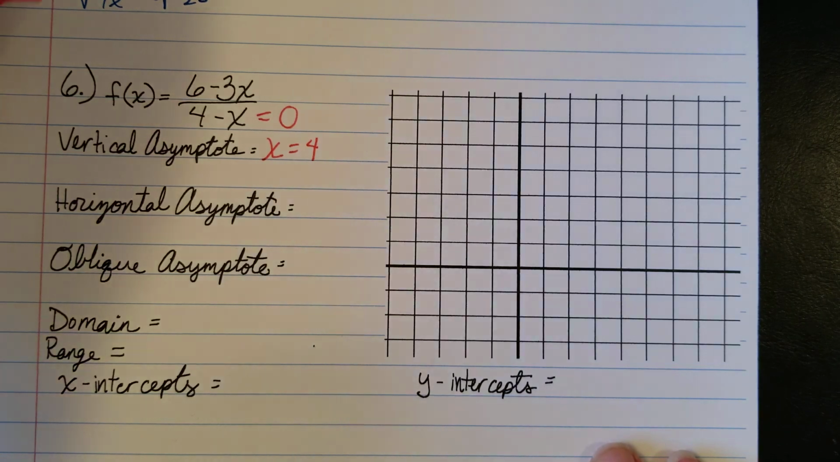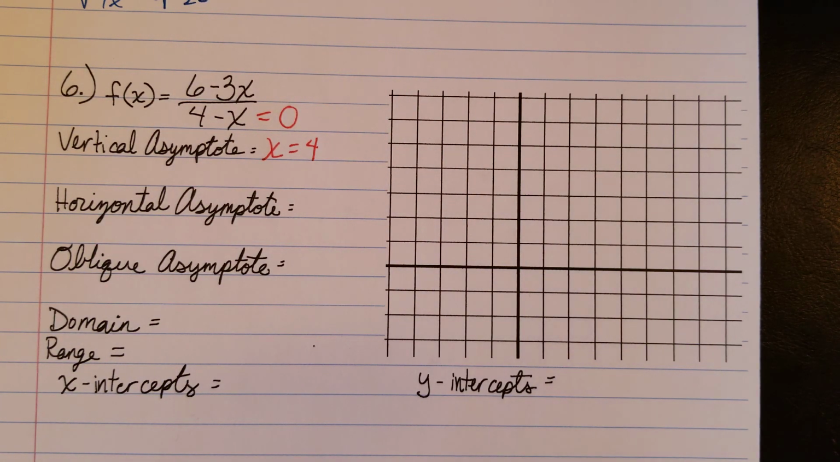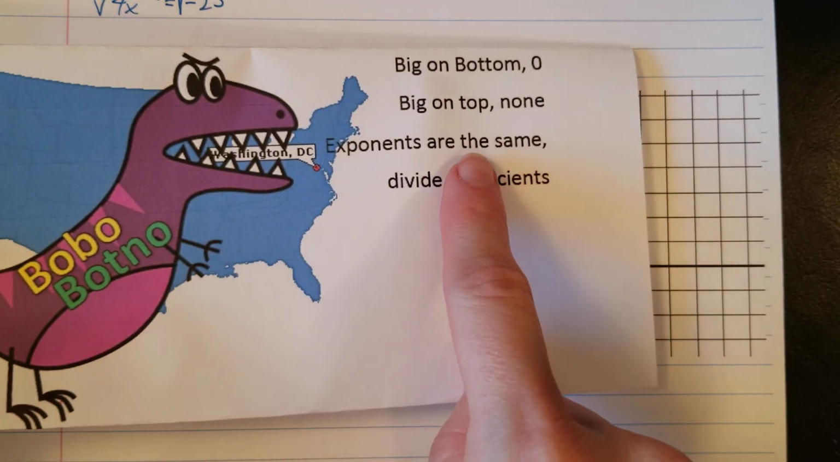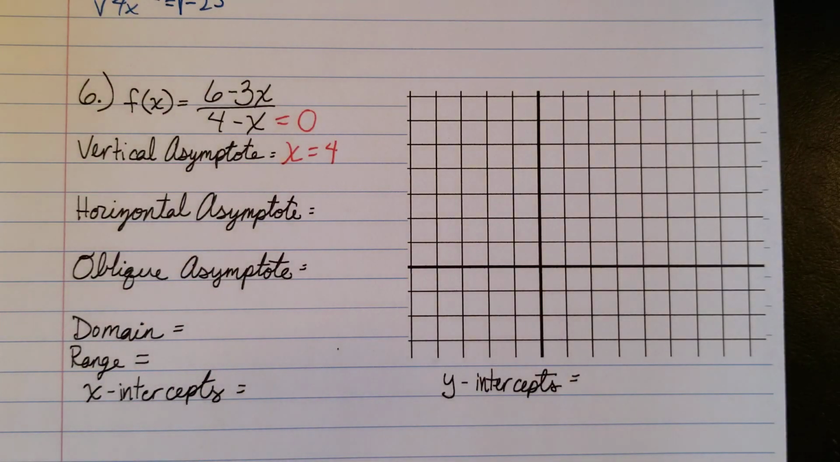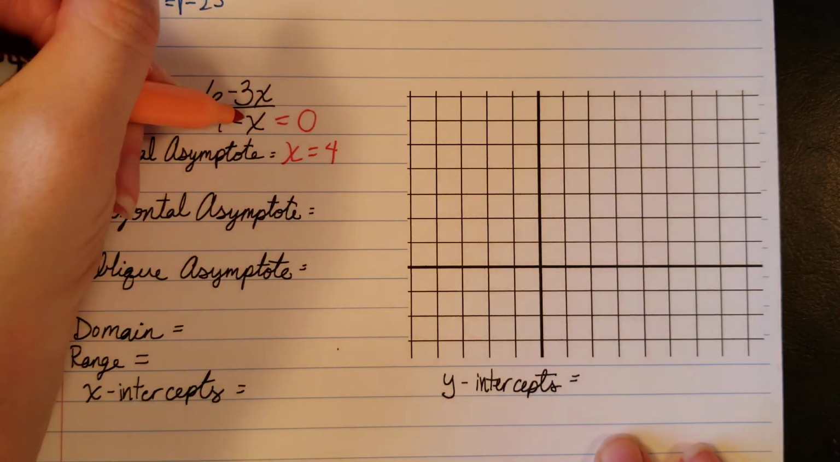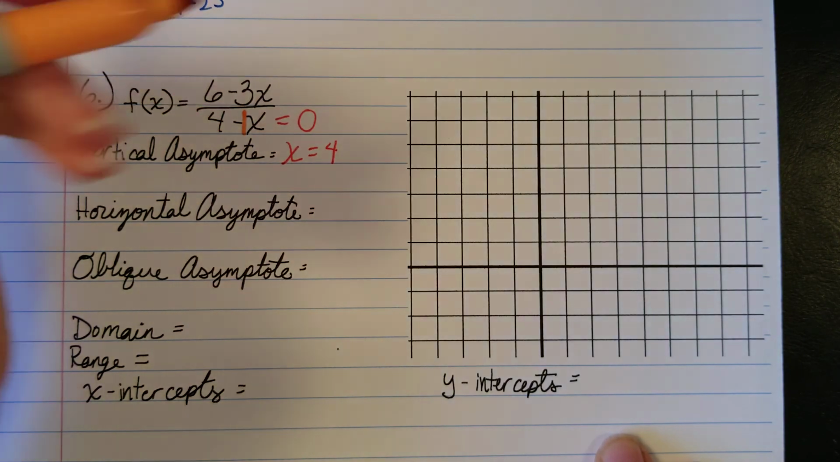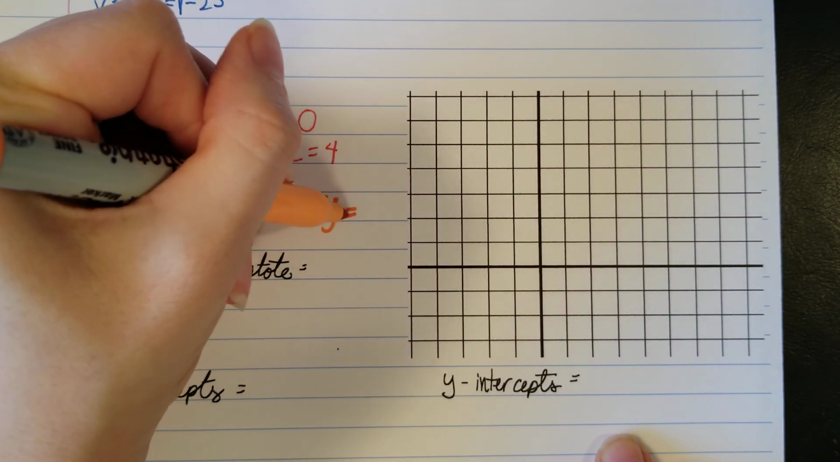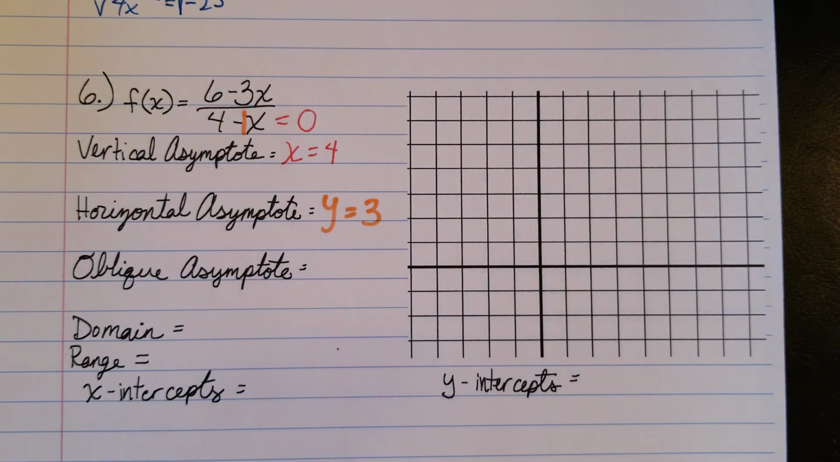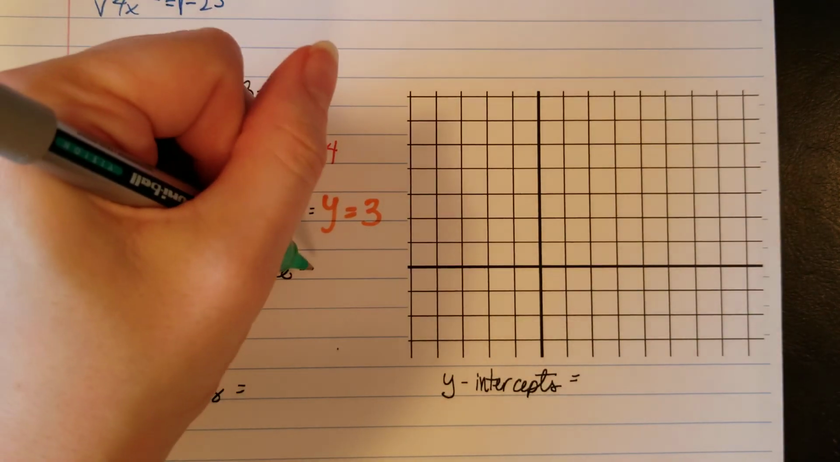For the horizontal asymptote, the degrees are the same. So that is, exponents are the same, divide coefficients. All right, and make sure you do the leading coefficients. So it would be -3 over -1, which would just equal +3. So that would be y equals 3 is the horizontal asymptote. And since that exists, the oblique does not.